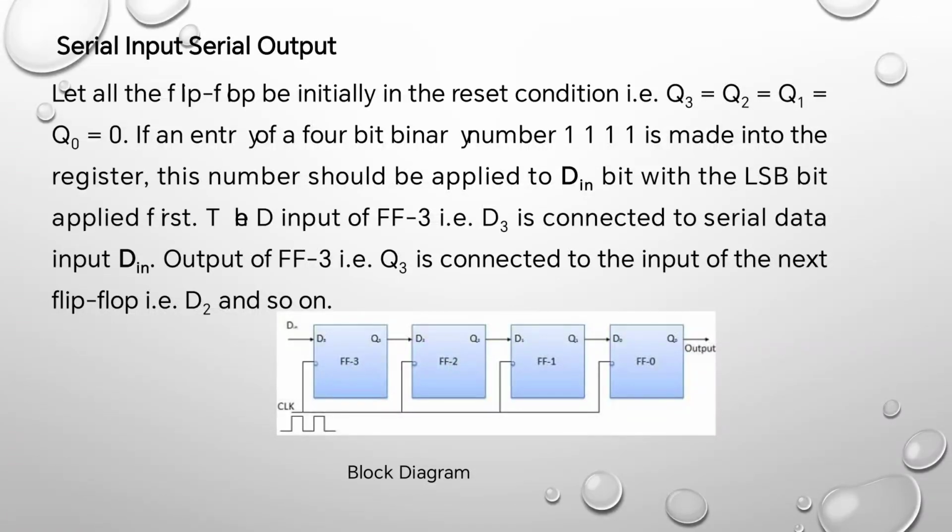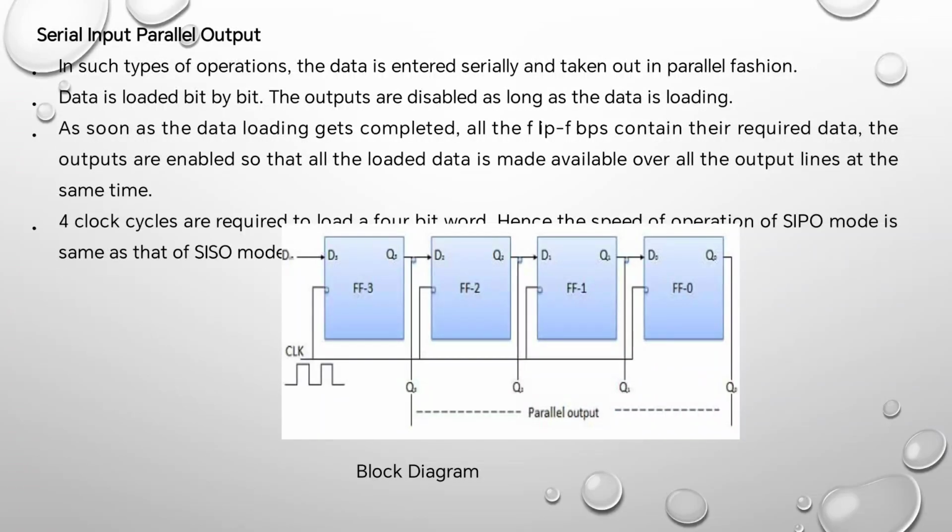Let all the flip-flops be initially in the reset condition, that is Q3 equal to Q2 equal to Q1 equal to Q0 equal to 0. If an entry of a 4-bit binary number 1111 is made into the register, this number should be applied to D in with the LSB bit applied first. The D input of flip-flop 3, that is D3, is connected to serial data input D in. Output of flip-flop 3, that is Q3, is connected to the input of the next flip-flop, that is D2, and so on.